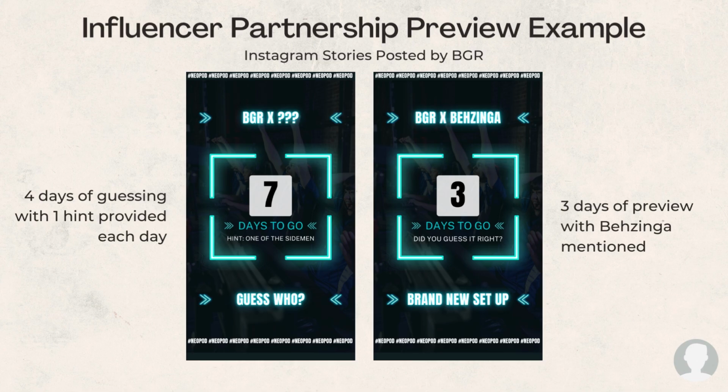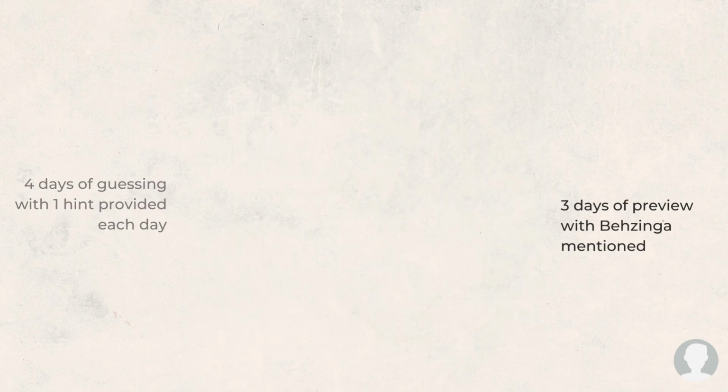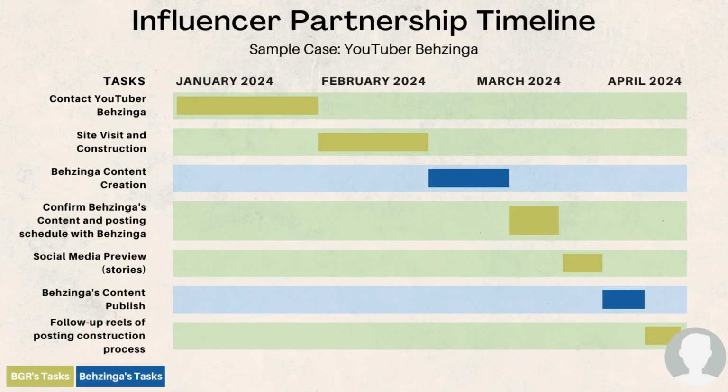Previews will start posting 7 days prior to the date when Bazinga uploads his video. The first 4 days will not mention who we are collaborating with and will let our followers guess, to increase engagement. A hint will be provided each day. After that, the next 3 days will disclose Bazinga as our partner and create excitement for our followers about Bazinga's video.